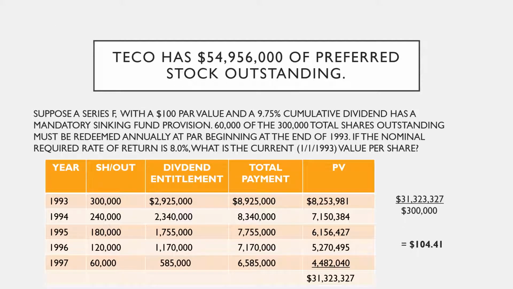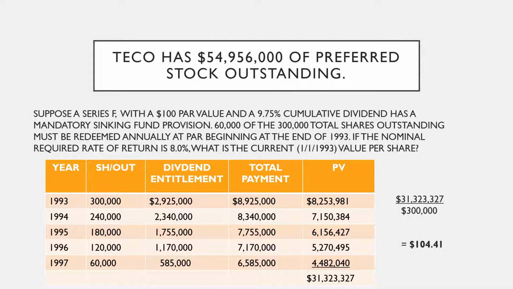Teco has $54,956,000 of preferred stock outstanding. Suppose a Series F with a $100 par value and a 9.75% cumulative dividend has a mandatory sinking fund provision. 60,000 of the 300,000 total shares outstanding must be redeemed annually at par beginning at the end of 1993. If the nominal required rate of return is 8%, what is the current value per share?